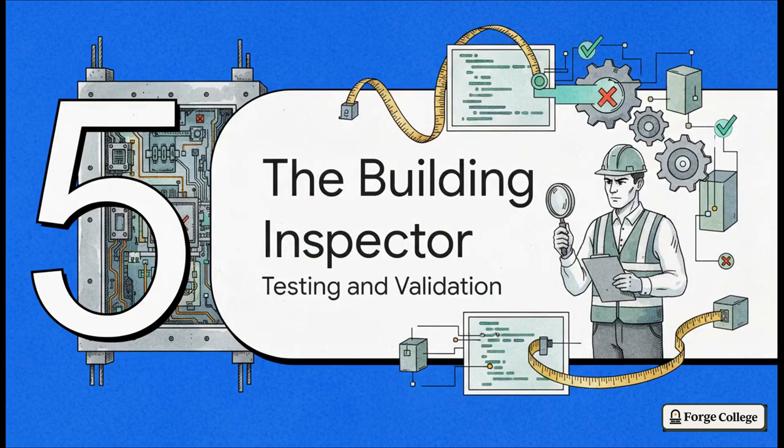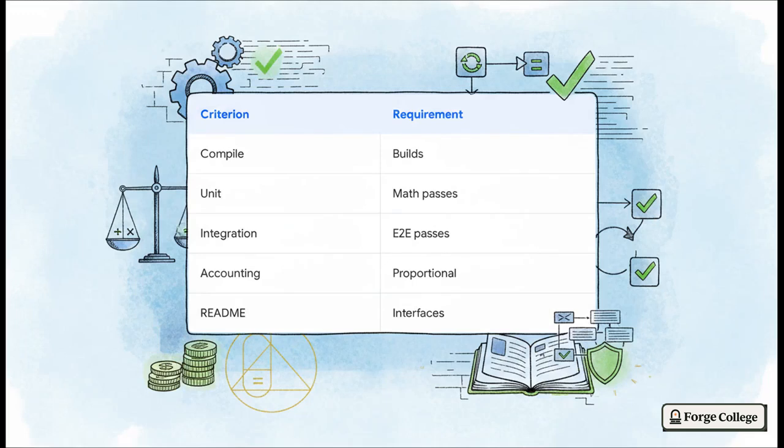Section 5. The Building Inspector. Testing and Validation. Look, before anyone puts real money into this thing, we have to pass a fiercely meticulous inspection. To pass this capstone milestone, your repository has to meet these exact acceptance criteria. Your program must compile cleanly. Your Rust unit tests for the core math absolutely must pass. Your end-to-end integration flows have to succeed on a local validator. Your shares accounting must be flawlessly proportional. And finally, your README has to perfectly document your interfaces and any known limitations. Both the automated and manual checks must be completely green before we can call this done.